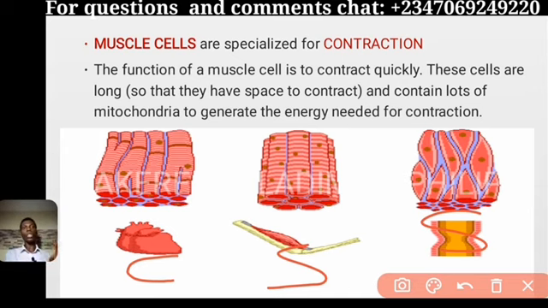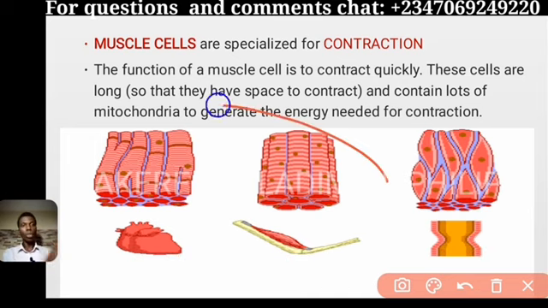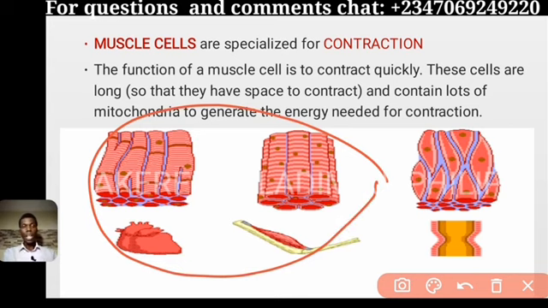Now, let's look at this. The function of the muscle is for what? For quick contraction. These cells are long. Now, pay attention. That quick contraction only applies to these two. Just these two. The smooth muscle doesn't contract quickly. It is slow but strong. So that word that says quick contraction is for those two, the cardiac muscle in the heart and the skeletal muscle in the bones.